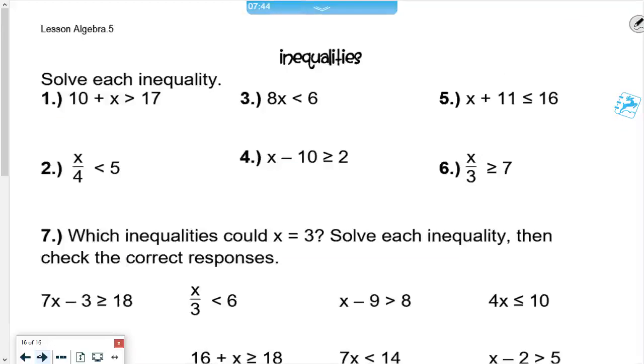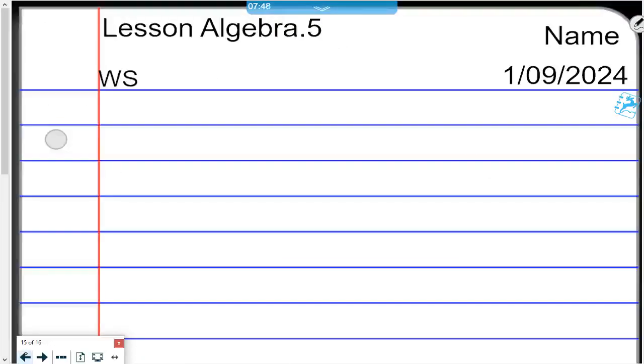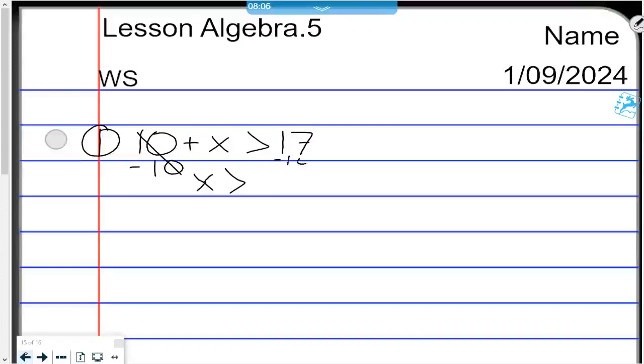So now question number 1 says 10 plus x is greater than 17. Okay, so I need to get rid of my 10. To get rid of plus 10, I'm going to subtract 10. That leaves me with x is greater than... if I take 10 away from 17, I get 7. X is greater than 7.